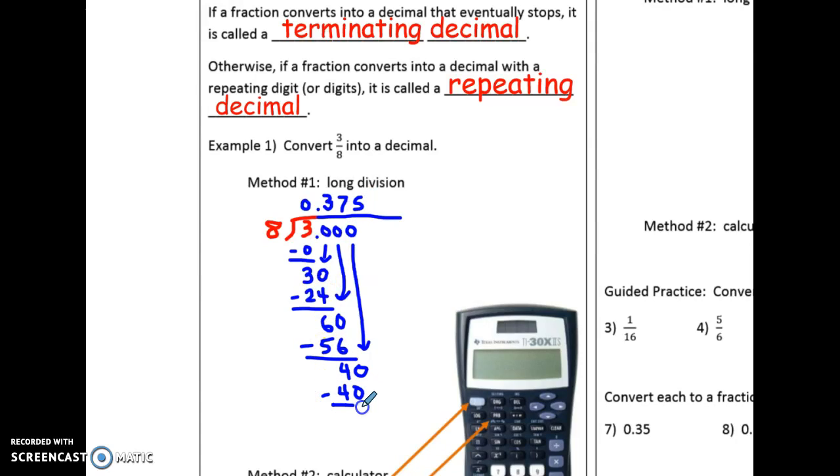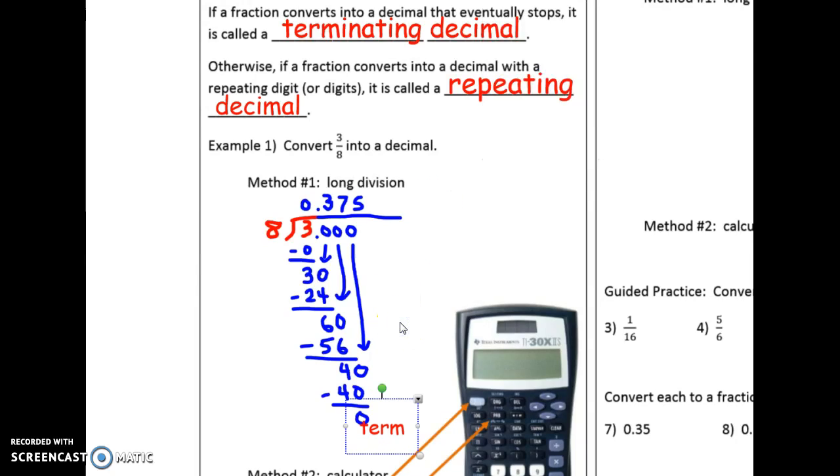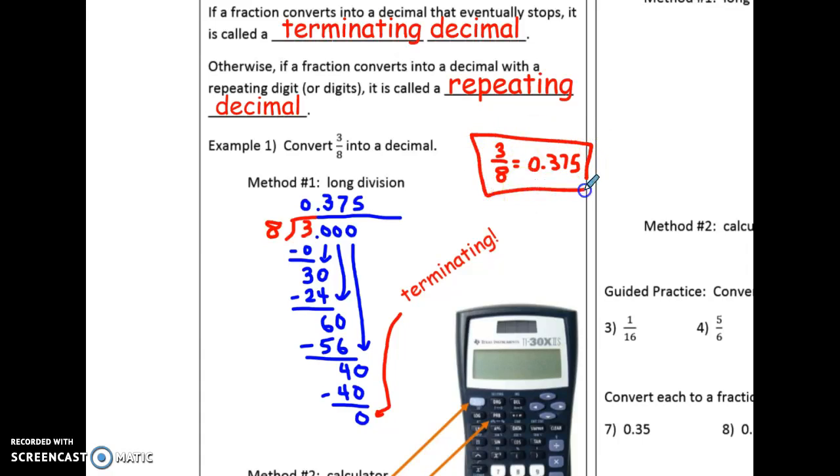The reason I know I'm done is because I get a 0 at the bottom of my long division. So this is how I know it is a terminating decimal. I have a 0 remainder at the end when I am done. So I can see that this is a terminating decimal. And I know that the value of 3/8 has a decimal value of 0.375, or we could read that 375 thousandths is equal to 3/8.